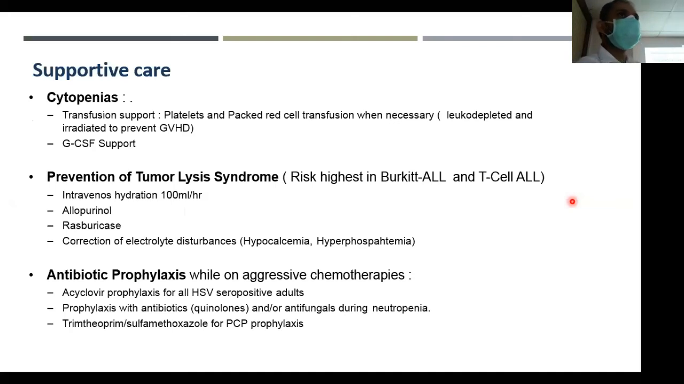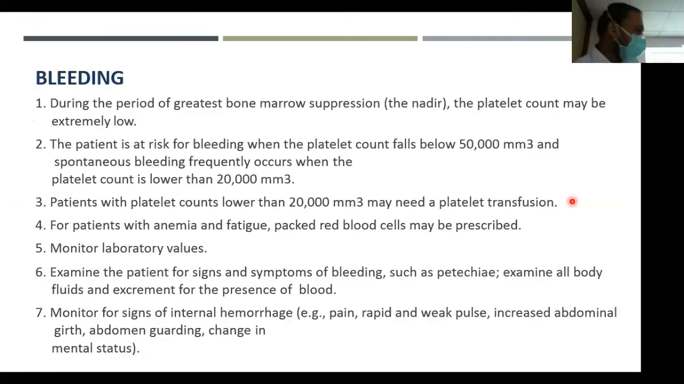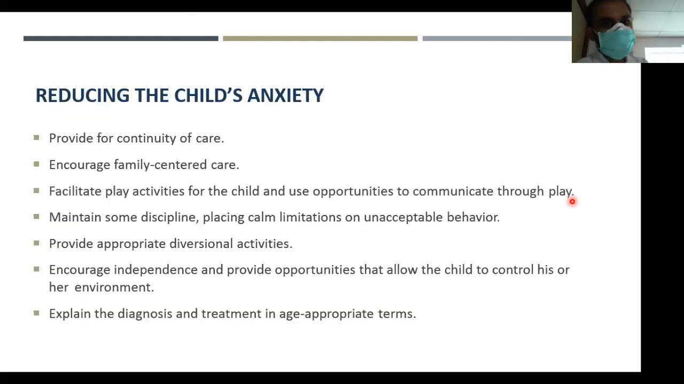As I said, febrile neutropenia management, cytopenia, tumor lysis, antibiotics, infection control, and how do you tackle bleeding? Usually we use a platelet cutoff of 20,000. If there is fever, we keep 20,000. If no fever, 10,000 is sufficient. In case of bleeding, we'll treat as per the need.